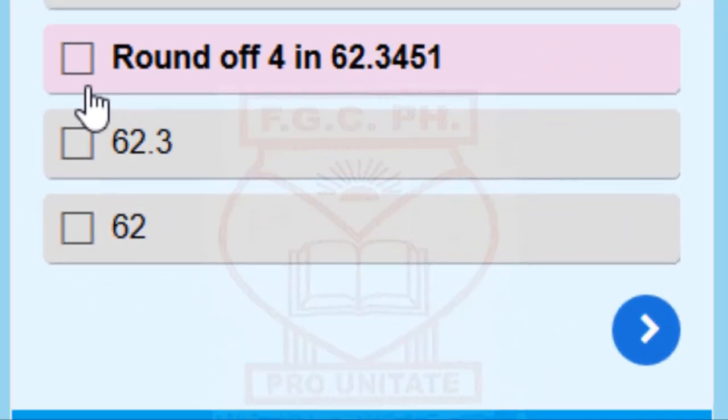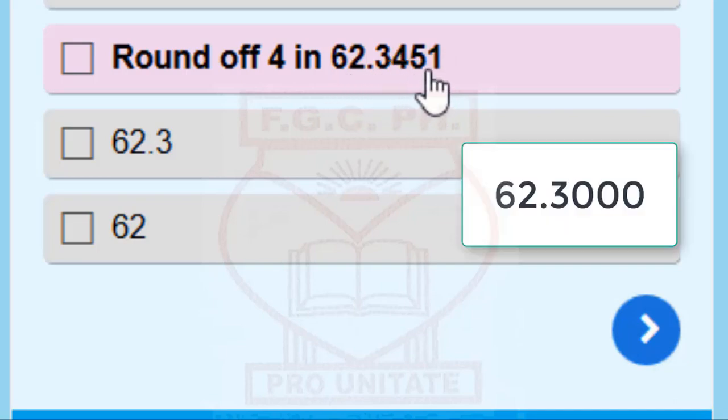If we continue that, we have round off 4 in 62.3451. 62.3 is left untouched. 4 and all the digits to its right becomes 000. So we have 62.3000, which leaves this the answer.